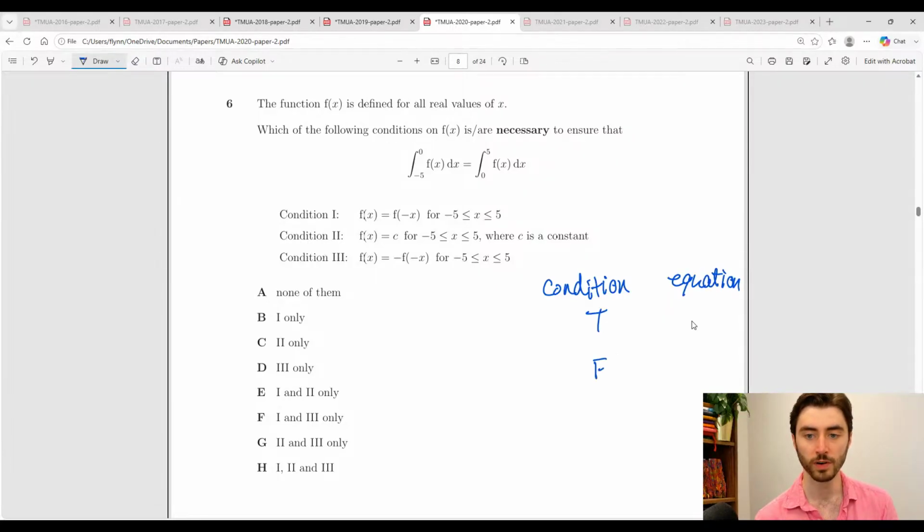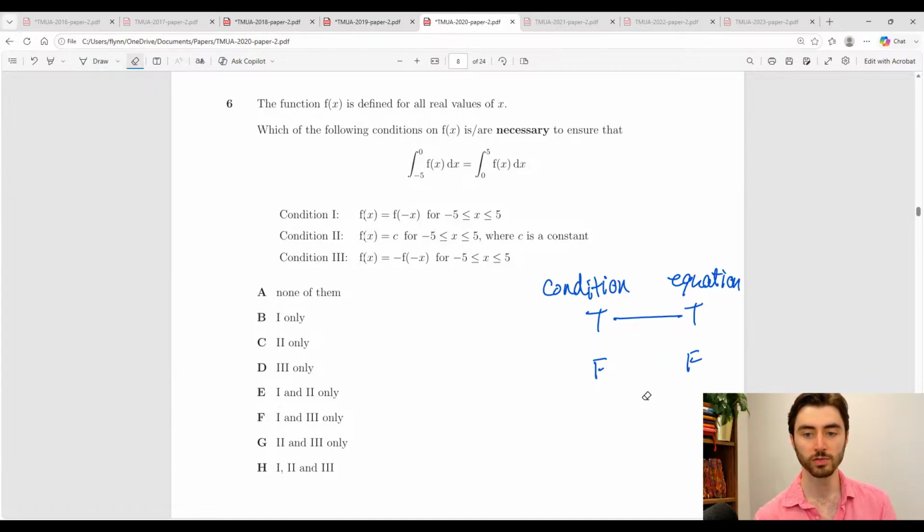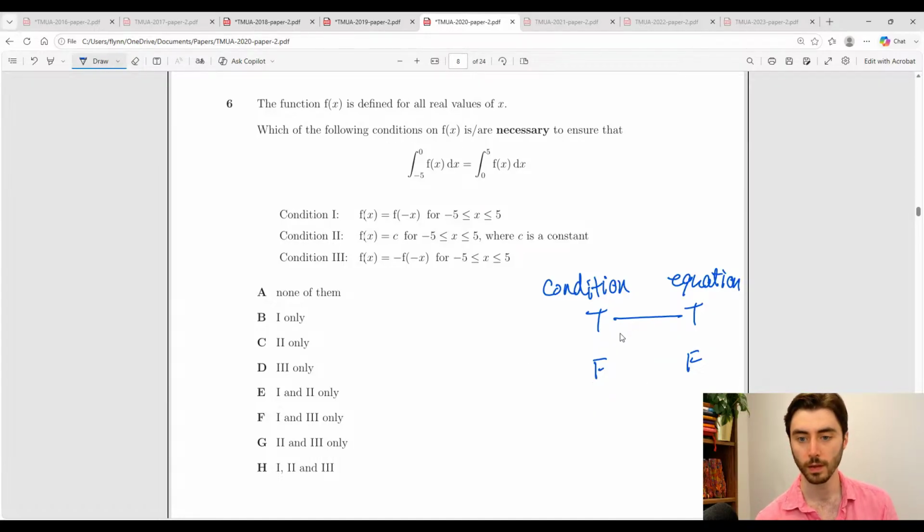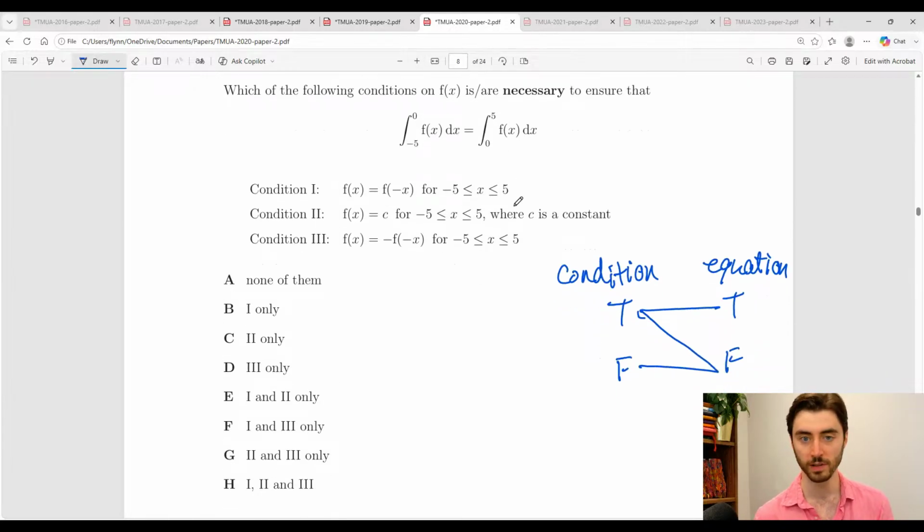Both can be true or false. A necessary mapping looks like this. The only way to arrive at the equation being true is through the condition being true. Okay, so the question is, can the condition be false and the equation still be true? Now I've used my mapping to simplify the problem.